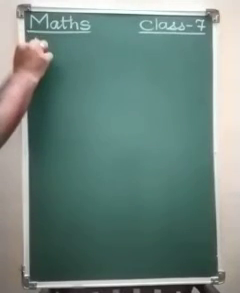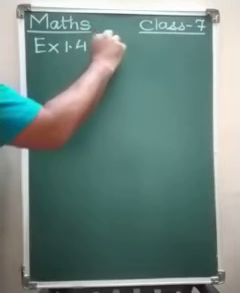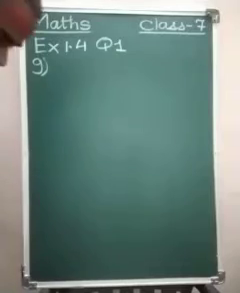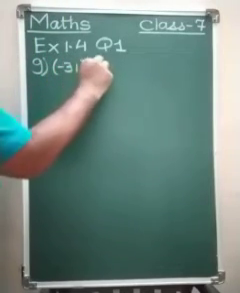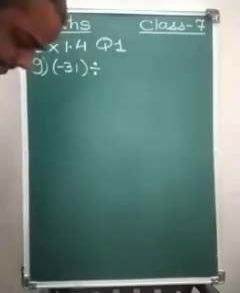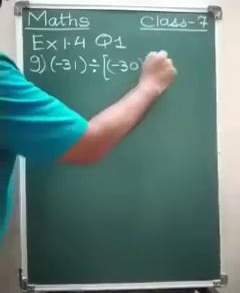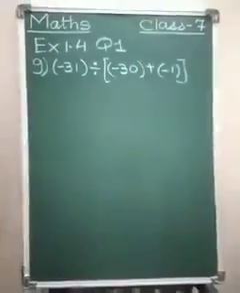Okay, so exercise 1.4 question 1 and G sum we will solve. So what is the sum? Minus 31 divided by minus 30 plus minus 1. So this is the sum.